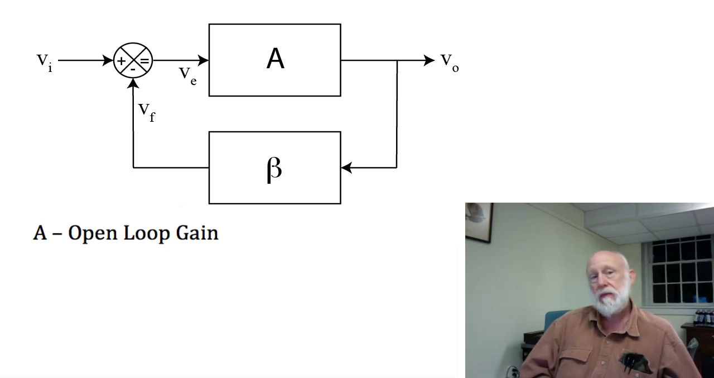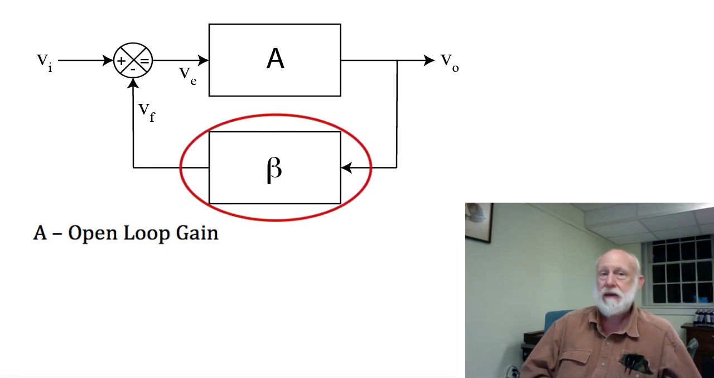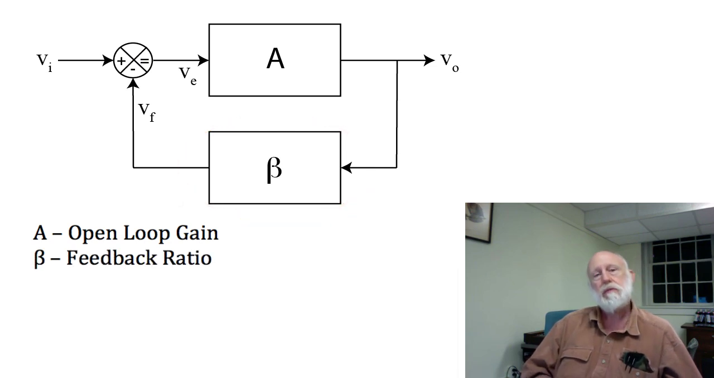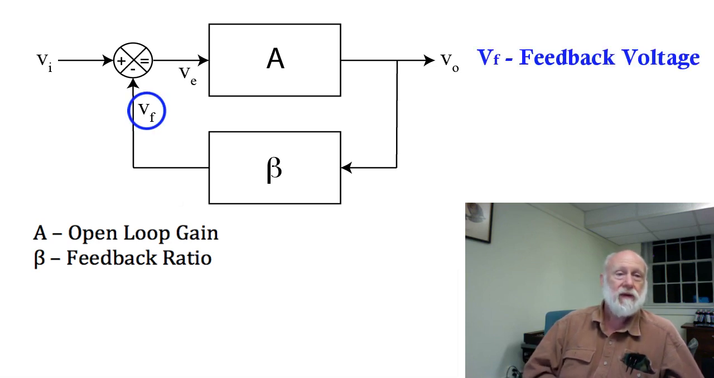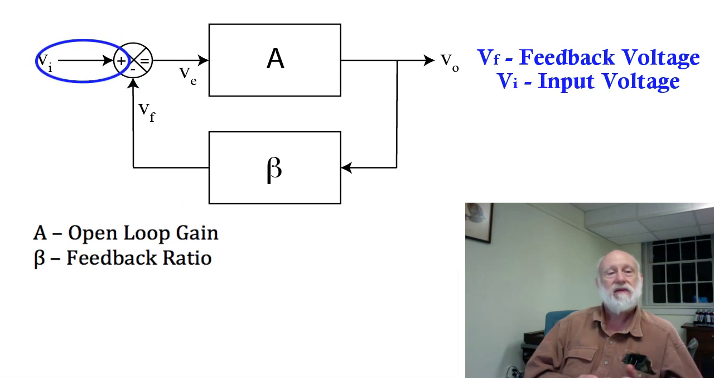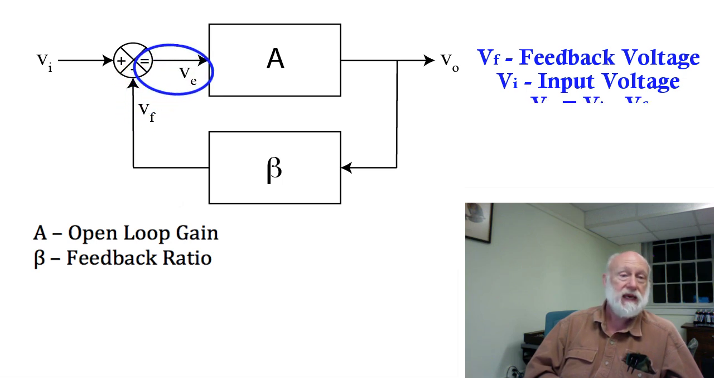Now, there's also another box labeled beta, and beta is called the feedback ratio. The purpose of this box is to take the output voltage, take some fraction thereof, and subtract it from the input voltage V sub I. Coming out of the box beta is some voltage V sub F, which goes into a little negative sign in that little circle. The little circle is basically an addition symbol. Note that V sub I comes in with a positive, V sub F goes in with a negative, and out of that little circle comes something labeled V sub E, and V sub E is simply V sub I minus V sub F.